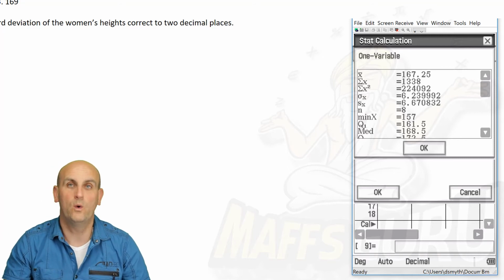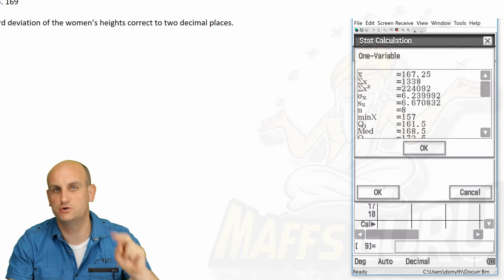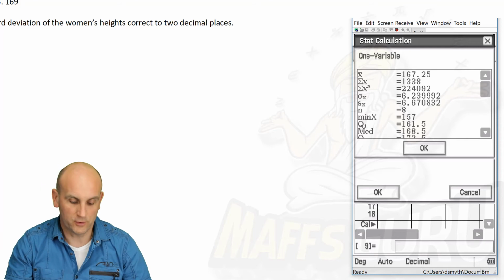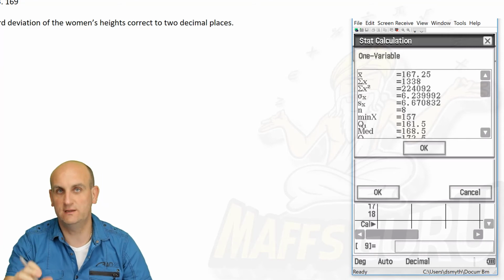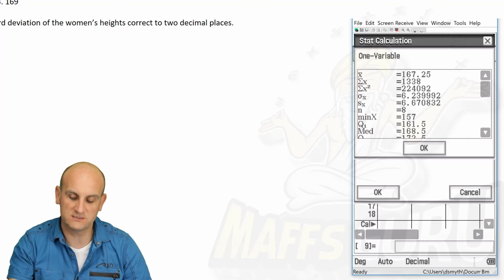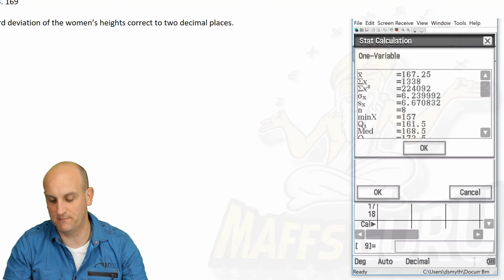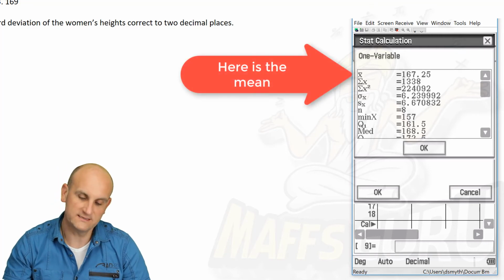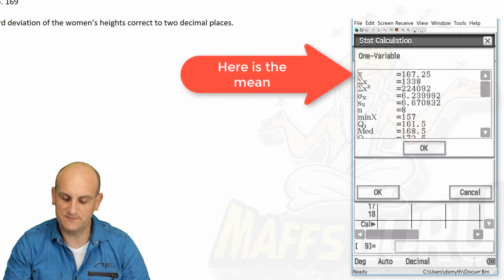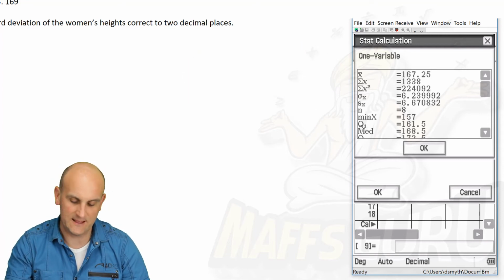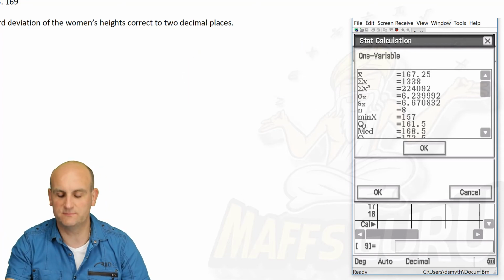And believe it or not, while there is a lot of information in there, there's 2 things you need to know. The question says, determine the mean and the standard deviation of the women's heights correct to 2 decimal places. And the dialog box holds both the mean and the standard deviation for you to see. Now, obviously, we know that the mean is X bar, and if we look, and there's a red arrow pointing there now, X bar is equal to 167.25. Yay! So just reading off that top value, there's my mean done for me.